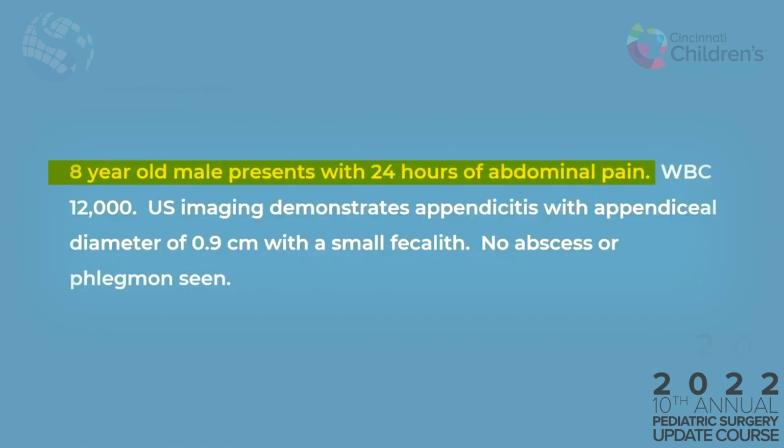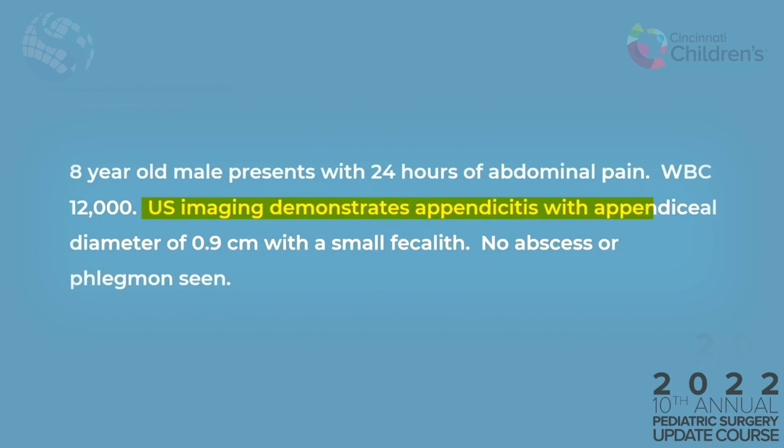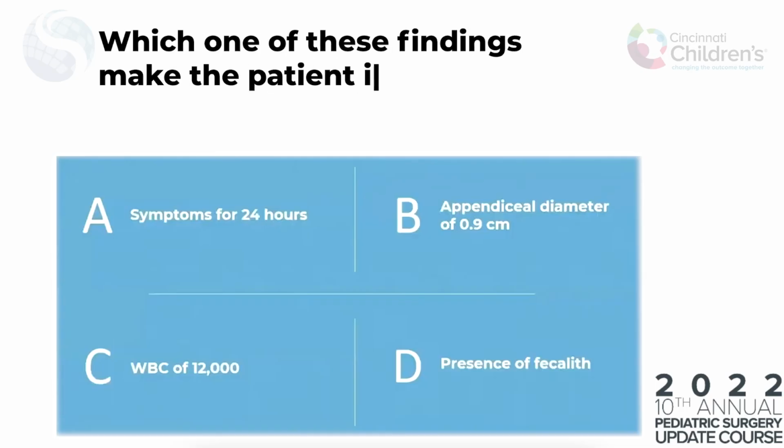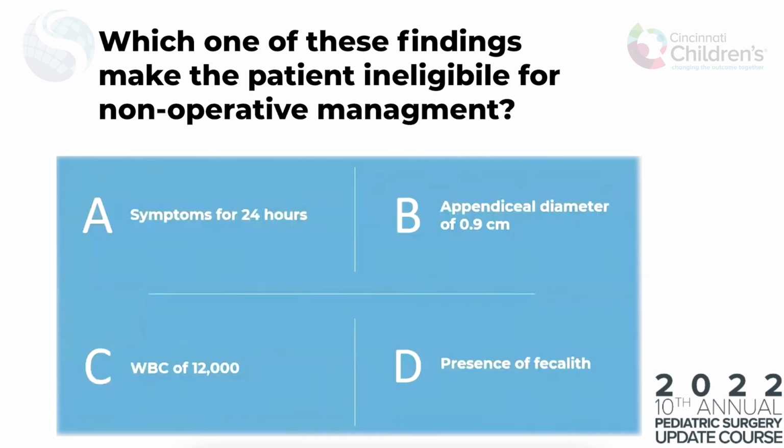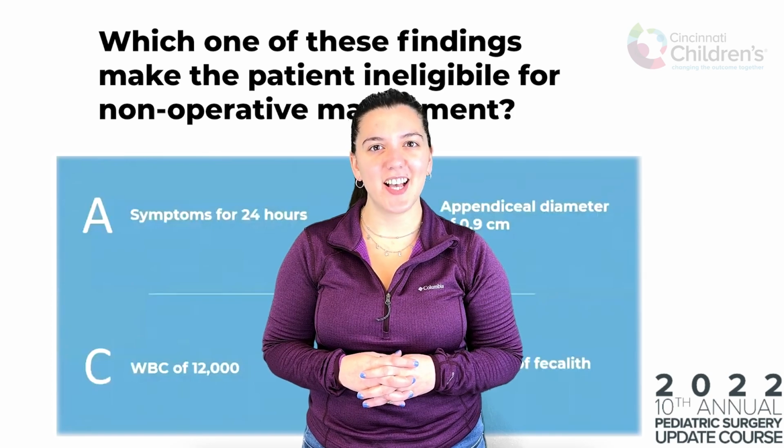So this is an 8-year-old male that presents with 24 hours of abdominal pain, a white count of 12, an ultrasound that demonstrates appendicitis with an appendiceal diameter of 0.9, and a small fecalith, and no abscess or phlegmon. And the poll question is, which one of these findings makes the patient ineligible for non-operative management? Did you get it? Let's hear the answer.